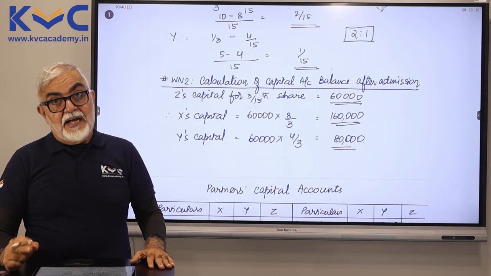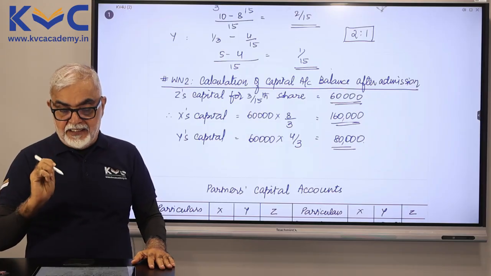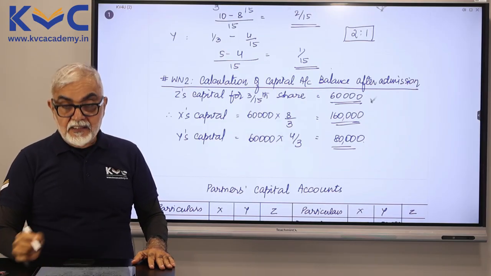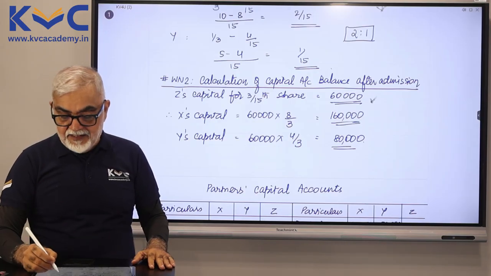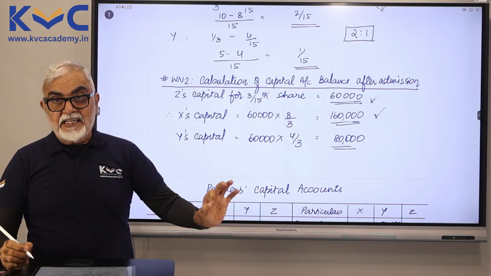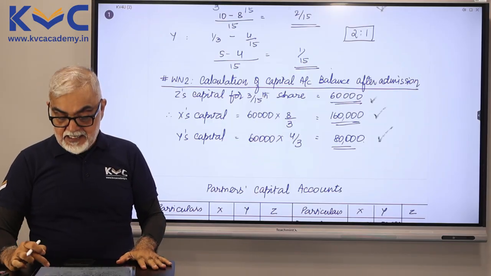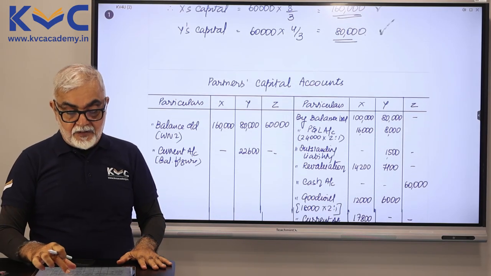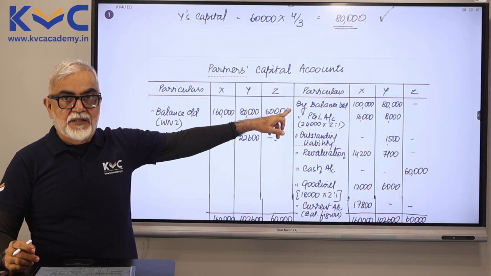The calculation of capital after admission. Z's capital for a 3/15 share is 60,000. Therefore, X's capital will be 60,000 into 8/3, which is 1,60,000. Y's capital will be 60,000 into 4/3, which is 80,000. Then I opened the capital accounts. My balance brought down 1,80,000 from the balance sheet.